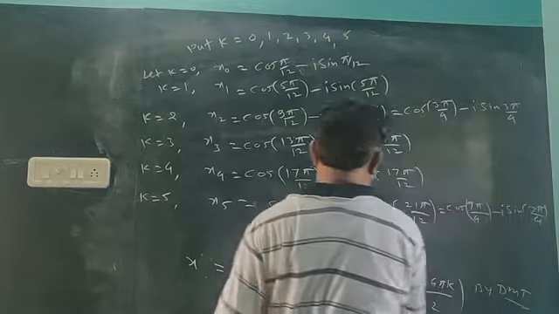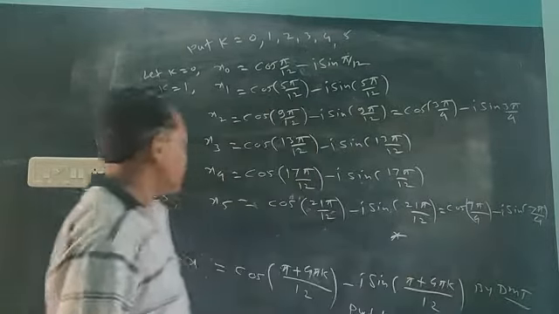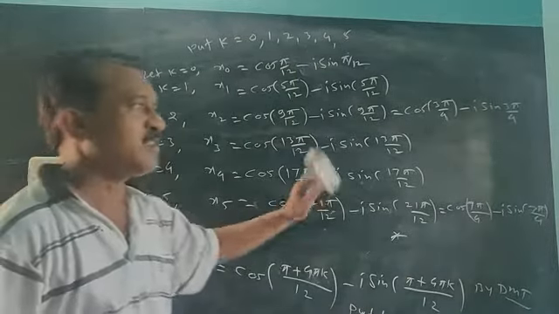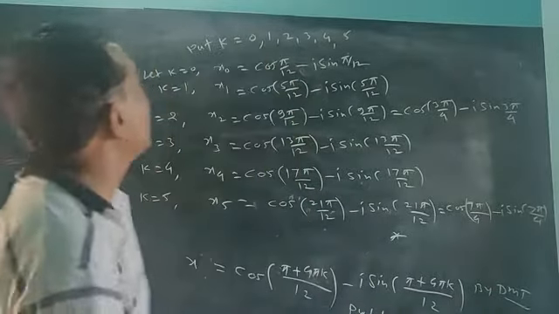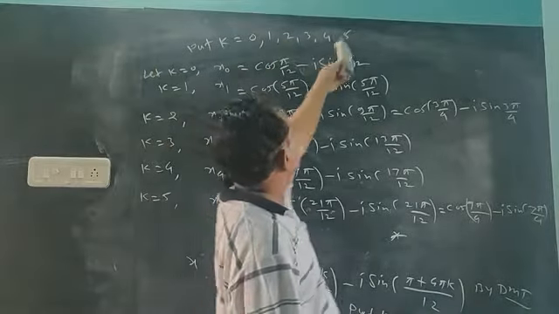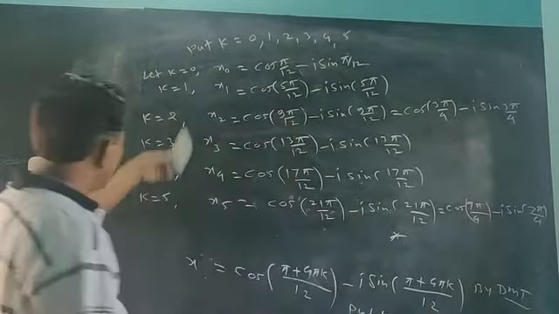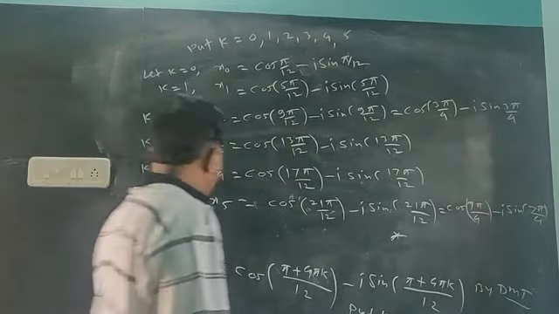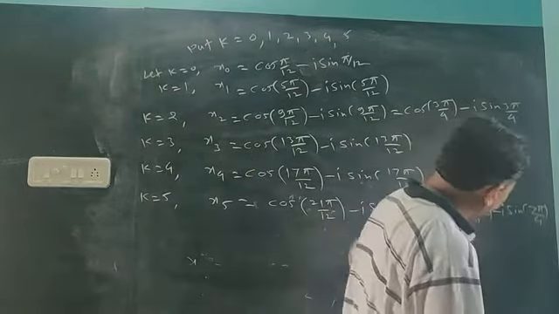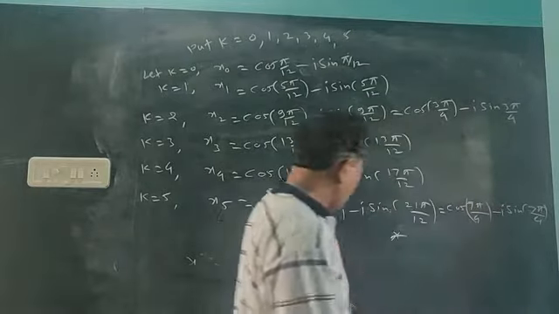So these values come from k running from 0 only. I want to take 6 values, starting from 0: k equal to 0, 1, 2, 3, 4, 5. So that many values you can find, all possible values of those terms.